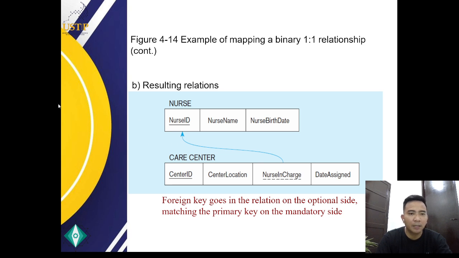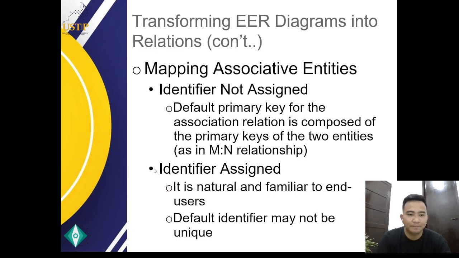Okay, so we have here the resulting relations. We have the nurse ID, nurse name, and nurse birth date, and then center ID, center location, nurse in charge, and date assigned. We can also do it as nurse ID, nurse name, nurse birth date, and the center ID, since the center ID is dependent on the care center. It's still the same. It can also be center ID, center location, nurse in charge, and date assigned. So the foreign key goes in the relation on the optional side, matching the primary key on the mandatory side.